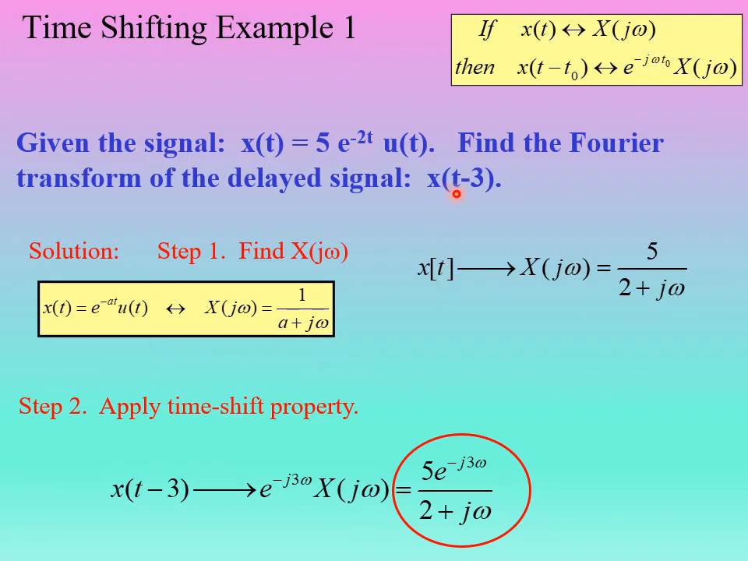Now we want to find the Fourier transform of x of t minus 3. All we have to do is apply the time shift property. If we have a delay of t naught, we just take this result and multiply it by e to the minus j omega t naught, and t naught is obviously 3 by comparing this with the signal. So we have a factor of e to the minus j 3 omega, that's our phase shift, and we multiply that by this result here to get our final answer, which is 5 times e to the minus j 3 omega over 2 plus j omega.